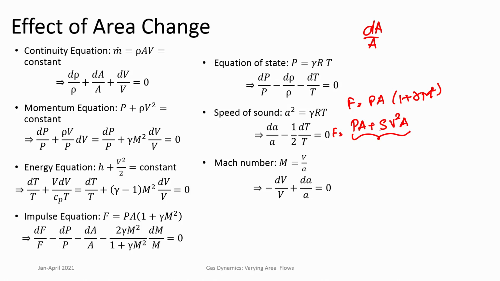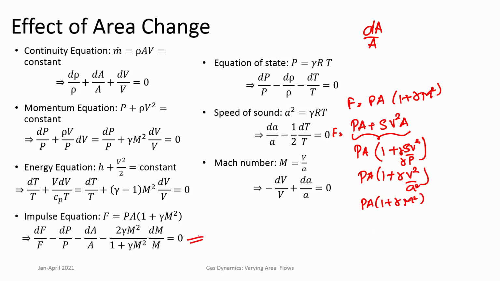It is often used in discussions of propulsion systems. So you can take out PA, this becomes PA times 1 plus rho v square by P, and PA times 1 plus gamma P by rho is a square. So this is PA multiplied by 1 plus gamma M square. So that is the impulse function. This is also a parameter.